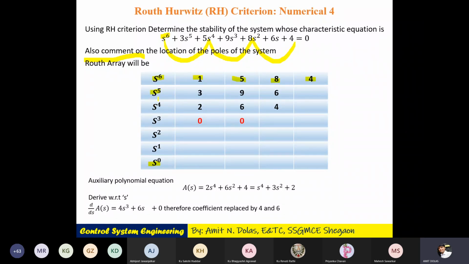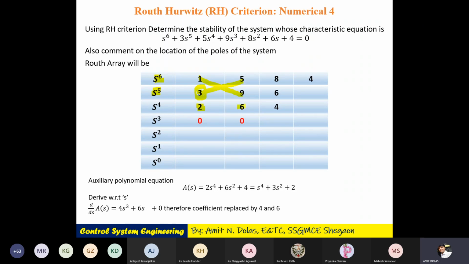Then for s to the power 5, that is all odd, from here the coefficient is 3. Next s cube, then s. So it is 3, 9, 6. So we wrote all the coefficients of these two orders, s raised to power 5 and s raised to power 6. Then I'm interested in this element. Just above that there is 3. Cross multiply 3 into 5, 15, minus 1 into 9, that is 9. So 15 minus 9 is 6. 6 divided by this element, that is 3, will be 2.